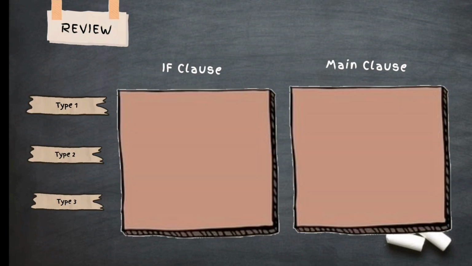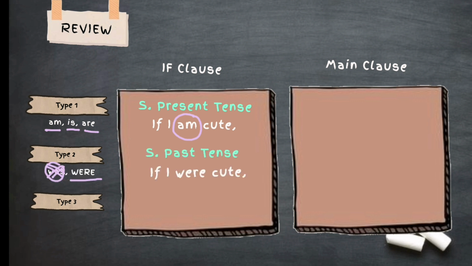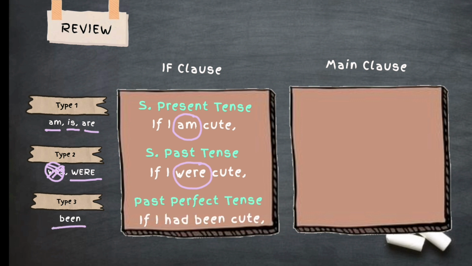Okay, we will have a review. For type 1, the "to be" used is am, are. For type 2, the "to be" used is only were. For type 3, the "to be" used is been. That's for the if clause.